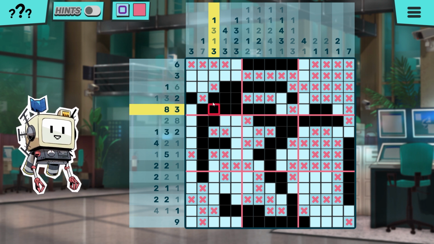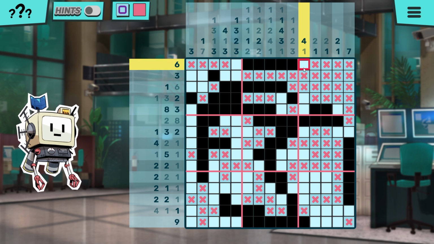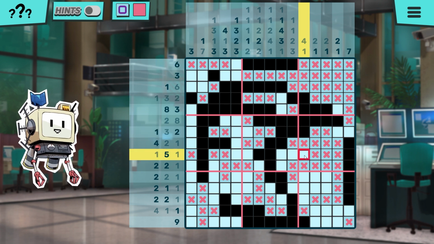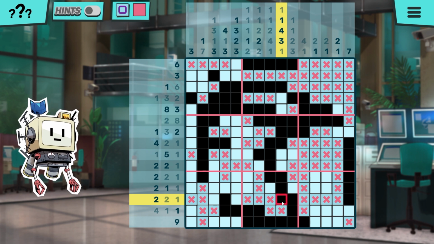Let's see. So that means that's the 3, that's the 1, that's the other 1, which means we know where the 3 is. So that's X'd off. Well, that's super X'd off because that's the 4. That's one of the 2s.